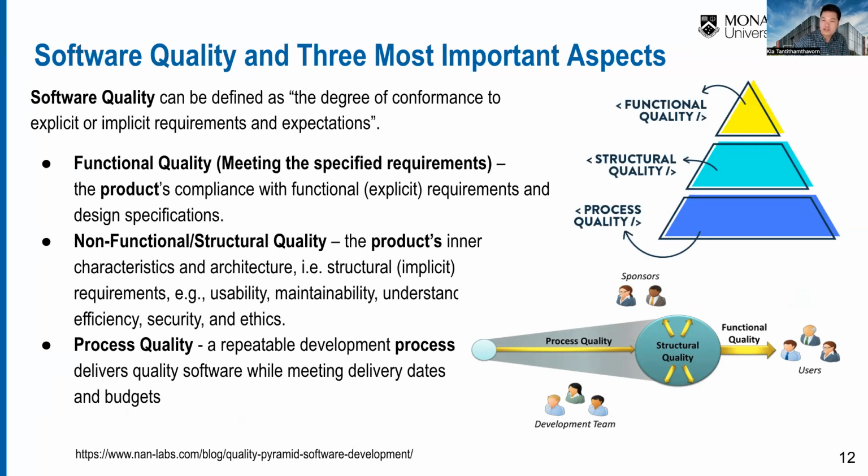Functional quality and structural quality, okay? For the product, there are two types of quality attributes. Functional means whether the product meets the requirements or not, right? And non-functional is about the characteristics, about the architecture. It is something that is not functional, for example usability, maintainability, that kind of thing, okay? Security as well.